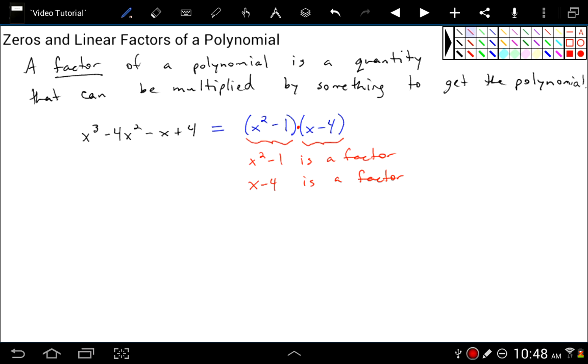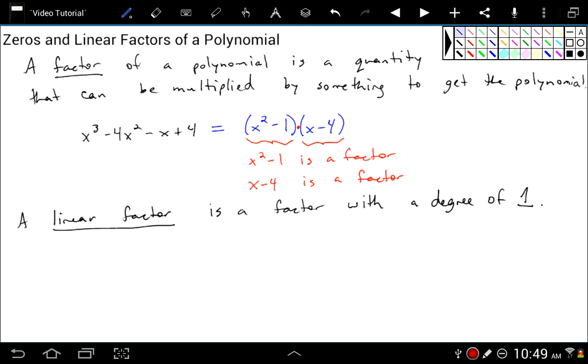Now, we would like to limit our factors to linear. So a linear factor is a factor, just like above, but it has a degree of 1. Linear means degree 1. So if we go back up here to this example, x minus 4 is a factor, and it's linear because x here is to the first power. x squared minus 1 is a factor that is not linear because the degree is 2. So we're going to try and get linear factors when we look at polynomials.